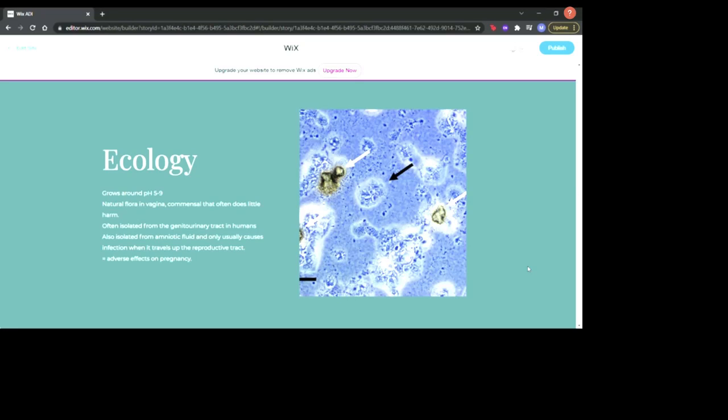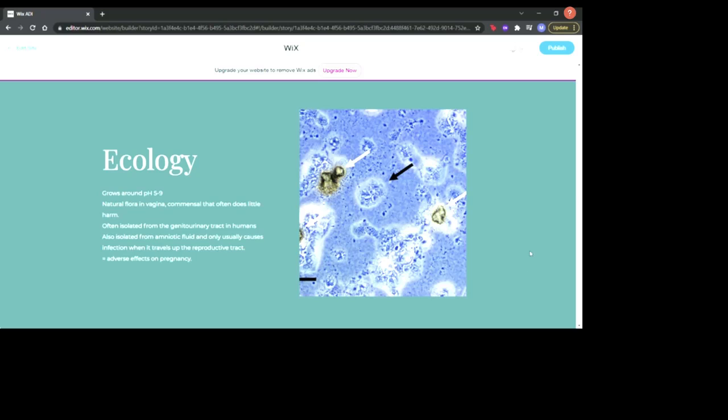It's usually found in the vagina as it's a common commensal that often does little harm. It's usually isolated from the genitourinary tract in humans, and it's also isolated from amniotic fluid. It only causes infections when it travels up to the upper reproductive tract, and that results in adverse effects on pregnancy. So yeah, you can see a picture of the ureaplasma next to the words.